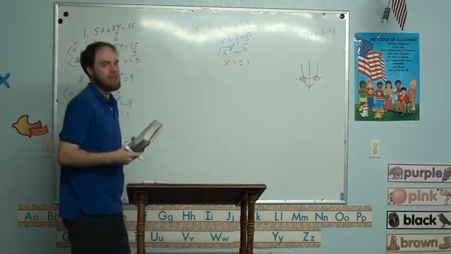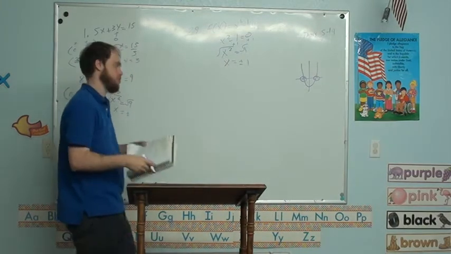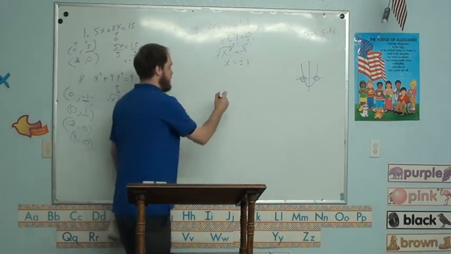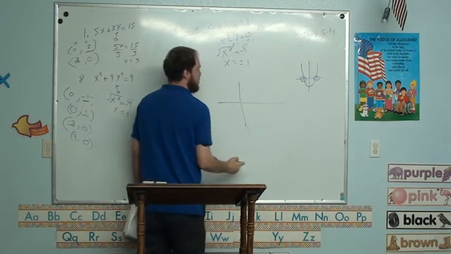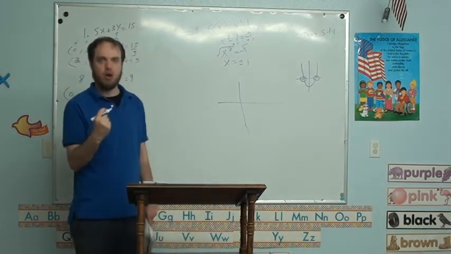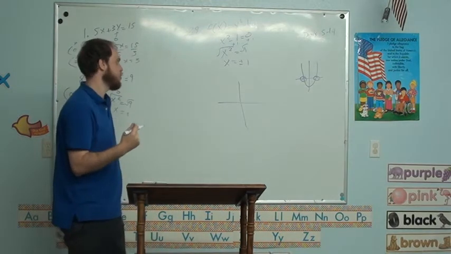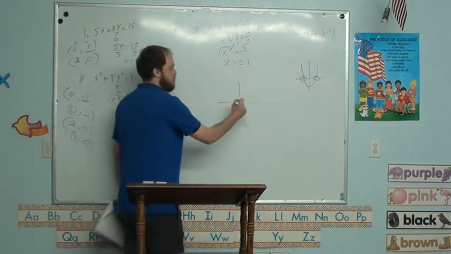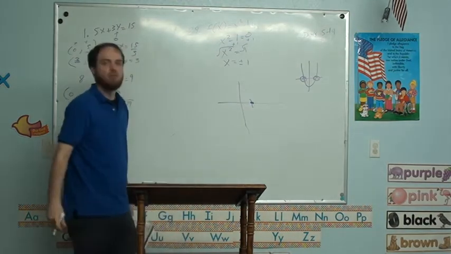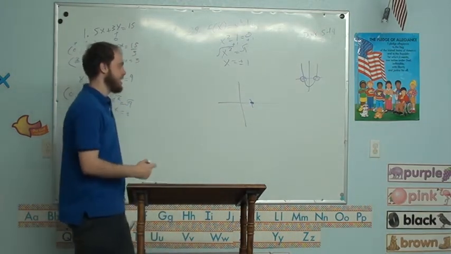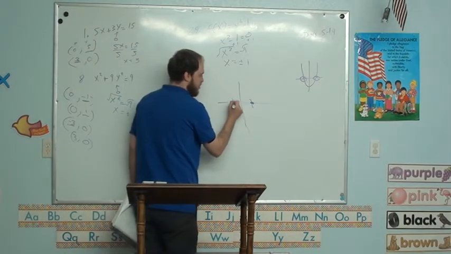So what that tells me is my zeros for my answer. Here's my graph. I'm going to have a zero at x equals 1, so I'm going to have one over here. Then I'm going to have one at x equals negative 1, so I'm going to have one right here.